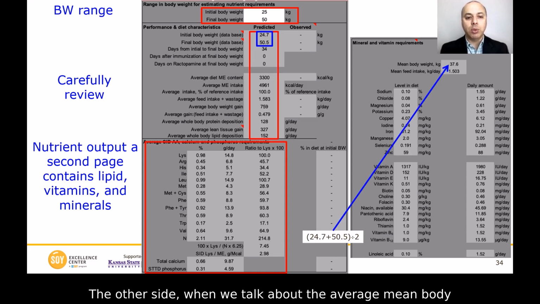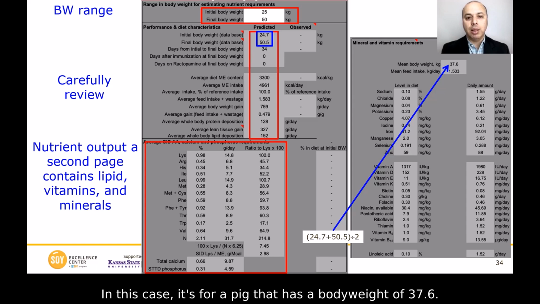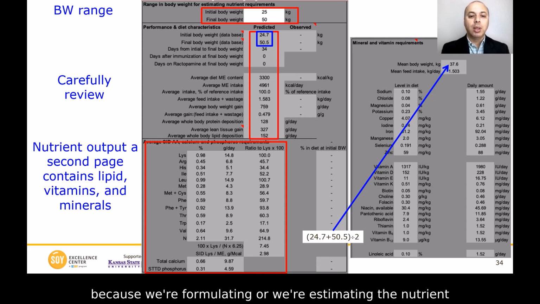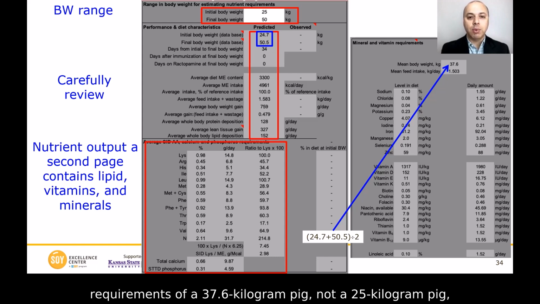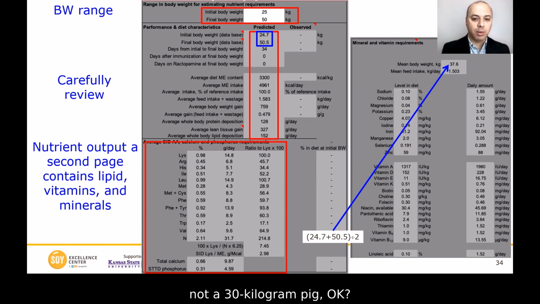The other side is the average mean body weight, because we're calculating the averages, the nutrient requirements for the average body weight. In this case, it's for a pig that has a body weight of 37.6. And that number is the average of 24.7 and 50.5. This is also why, as I mentioned before, sometimes we'll be feeding excesses, sometimes we'll be feeding deficiencies, because we're estimating the nutrient requirements of a 37.6 kilogram pig, not a 25 kilogram pig, not a 50 kilogram pig, not a 40 kilogram pig, not a 30 kilogram pig. Okay?